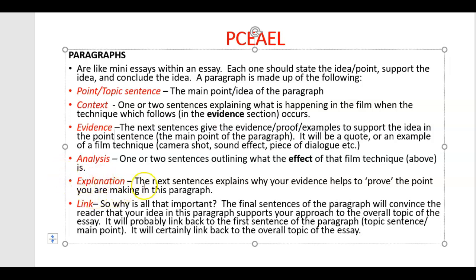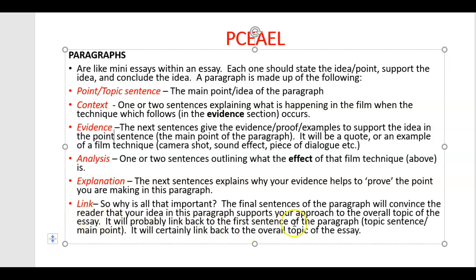Now, the explanation. This explains why your evidence, so that's your film technique, helps to prove the point that you're making in the paragraph. How does that connect with the main point of the paragraph? And then finally, your link. Why is all that important? The final sentences of the paragraph will convince the reader that your idea in this paragraph supports your approach to the overall topic of the essay.